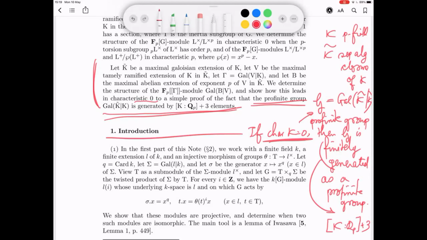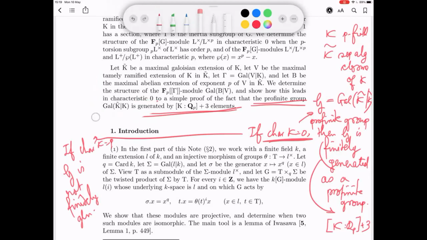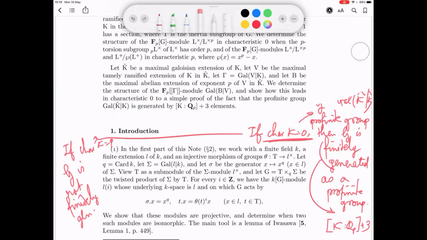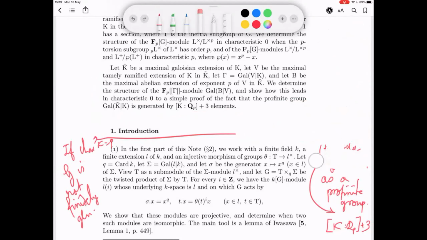But what happens if the characteristic of K is P? Then of course G is not finitely generated. And here is a very nice exercise. This is something which you should be able to do based upon what we have done in the previous lectures.